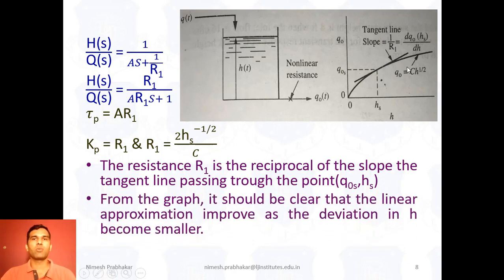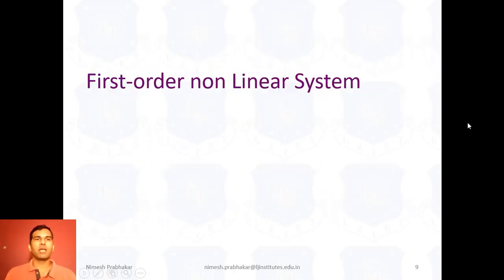And also from this graph it should be clear that the linear approximation improves as the deviation in H becomes smaller. That means when the deviation in H is smaller, the linear relationship is better. So this is a non-linear first order system. Okay. So in this lecture we studied the first order non-linear system. Now in the next lecture we will study the second order system.